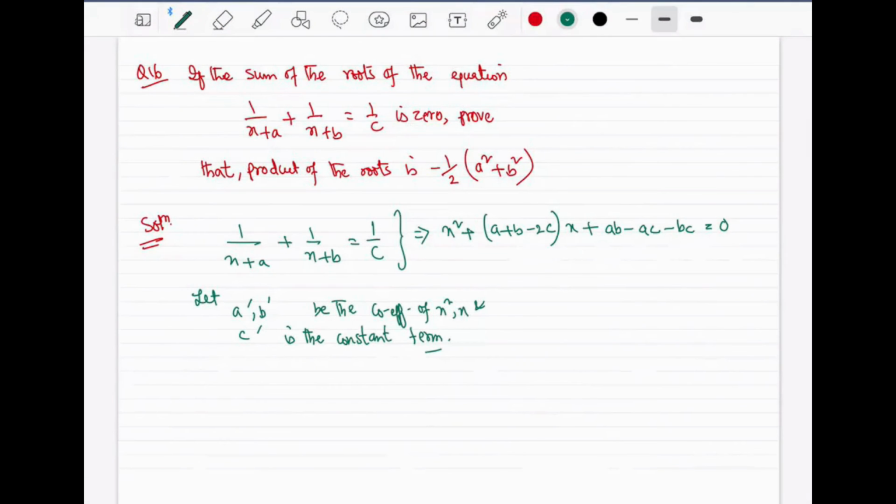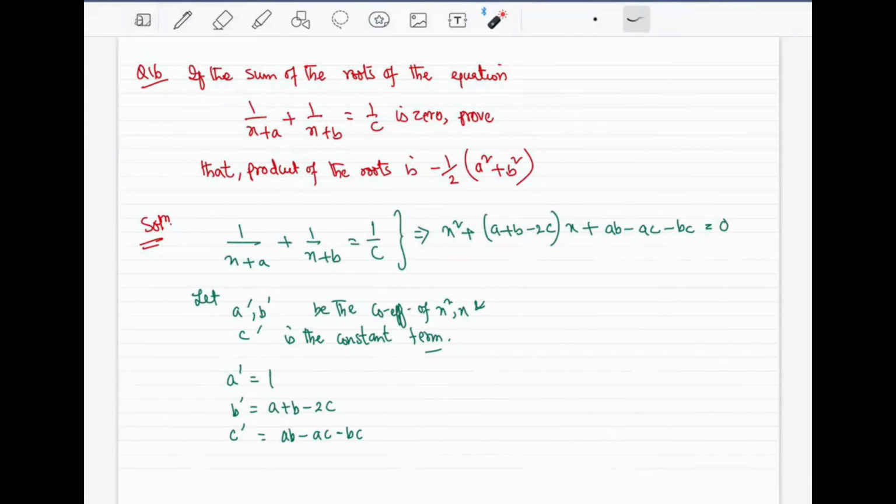So c prime is the constant term. Now what is a prime? From the equation right here, it's the coefficient of x square. x square has no coefficient, so the value will be 1. What about b prime? The coefficient of x, this whole thing, a plus b minus 2c. What about the constant term? Constant term is ab minus ac minus bc.